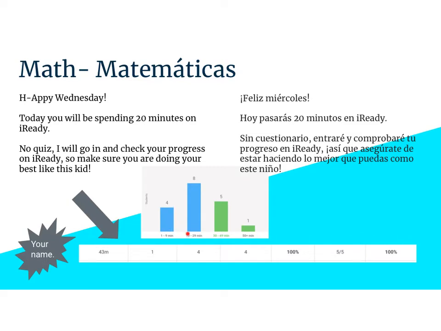This is a graph of the class. So I could see 4 of you spent 1 to 9 minutes, 8 of you spent 10 to 29 minutes, 5 of you spent 30 to 49 minutes, and 1 spent 50 or more minutes last week. Now, you know, if you add all these up, that was not all of you. So today I will be checking to make sure that you were all on iReady.